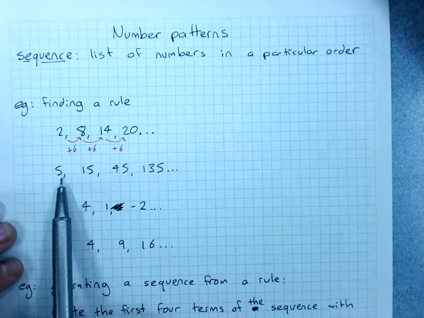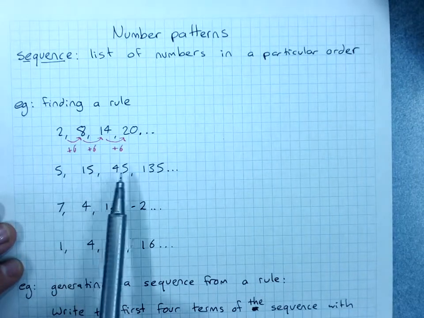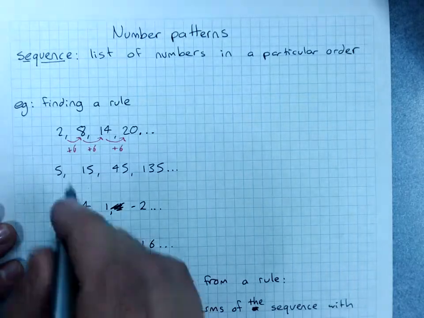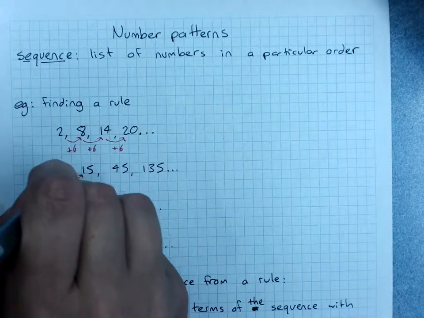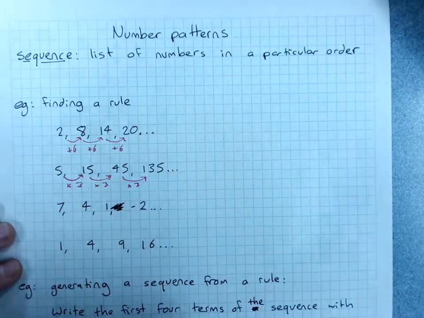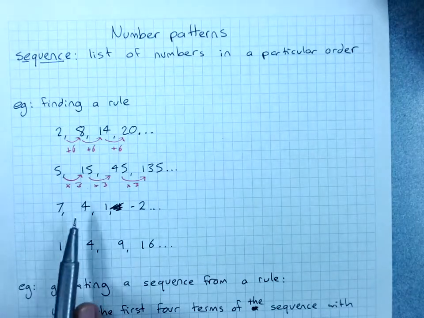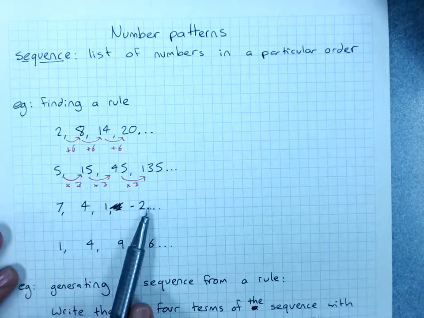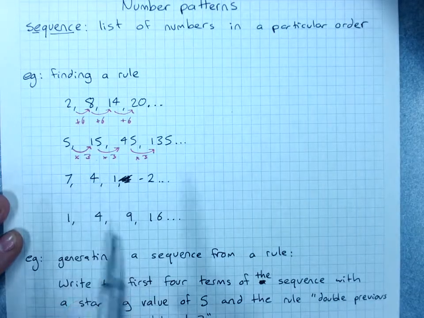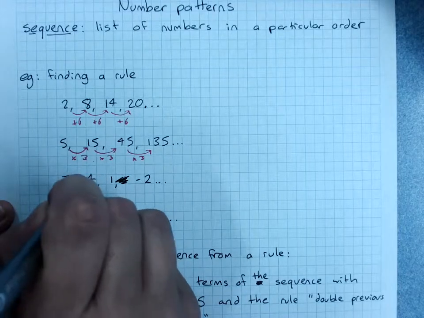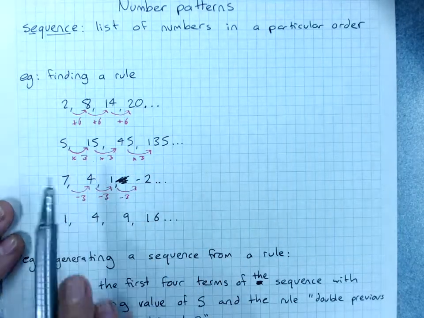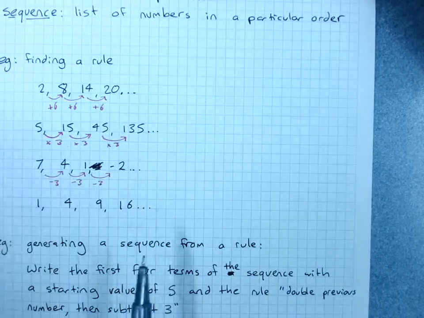Sometimes it's not adding the same amount. So this is plus 10, then plus 30. That's not very helpful. Sometimes it's multiplying. So you can look for a multiplier. This one's times 3. This one here, obviously we're subtracting something each time. 7 down to 4. Let's take away 3 each time. So you can often just find the rule by looking at what happened between this one and this one.